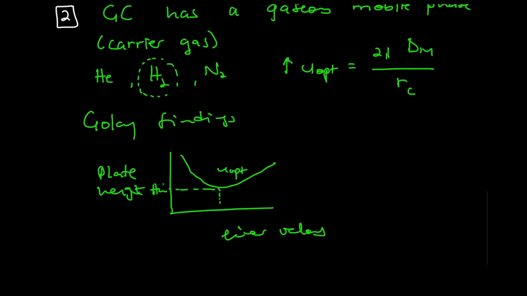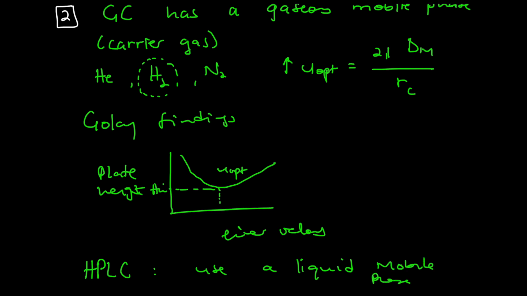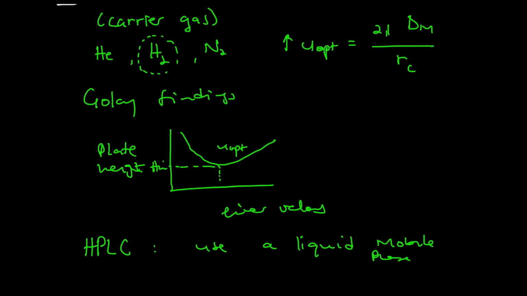On the other hand, in HPLC we use a liquid mobile phase. In contrast to GC, the mobile phase in liquid chromatography will have some interactions with the analyte. In GC, the carrier gas will not interact with the sample that has been injected. But in HPLC, there will be some interactions between the mobile phase and the analyte. In other words, the analyte is going to dissolve in the liquid.